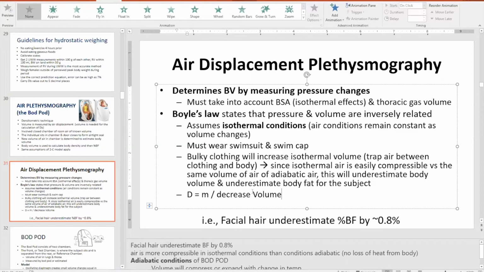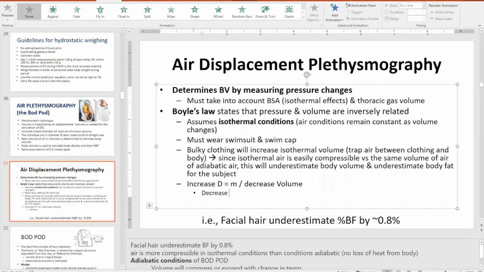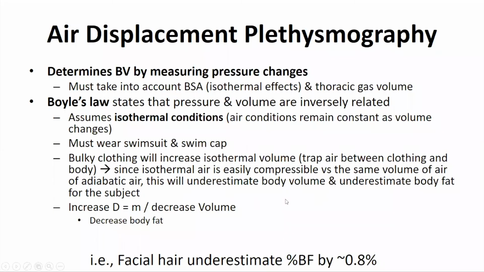As a result, as this denominator gets smaller and smaller, what's going to happen to density? It's going to increase density. And as we increase density, what would happen to body fat? It would underestimate body fat, right? Because the more dense you are, the less body fat you have. So this is why the subject must wear a swimsuit and a swim cap, and ideally not have facial hair.